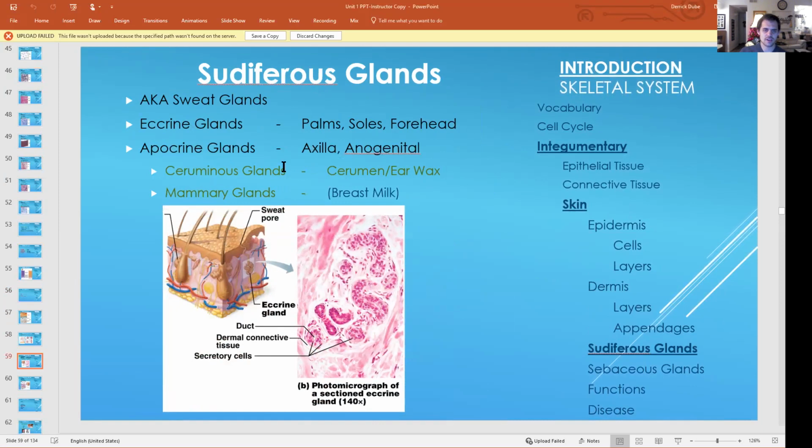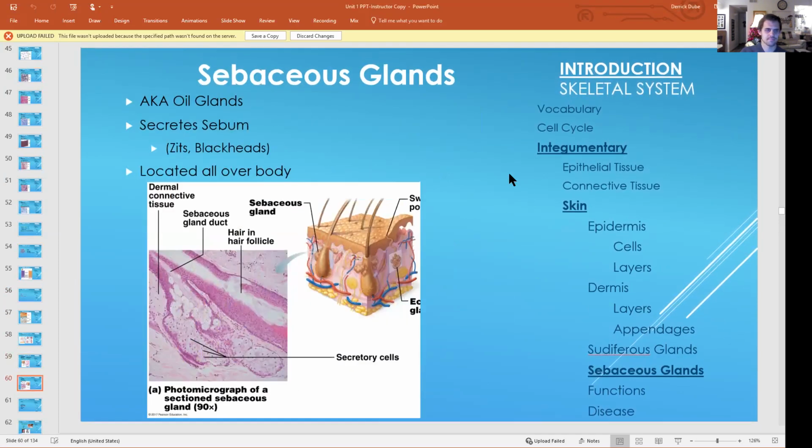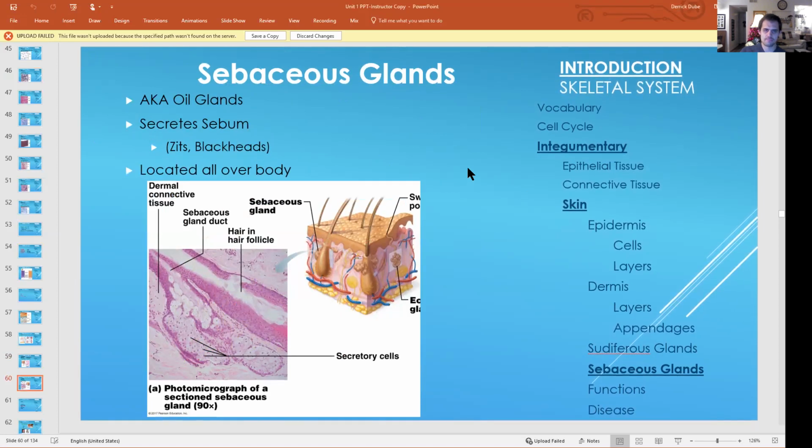All right, apocrine glands. However, ceruminous glands are going to be found in your ear, and they're going to make your earwax, and then mammary glands are considered apocrine glands. Sebaceous glands are going to create sebum. These are oil glands that are going to result in zits, blackheads, and they're all over your body.